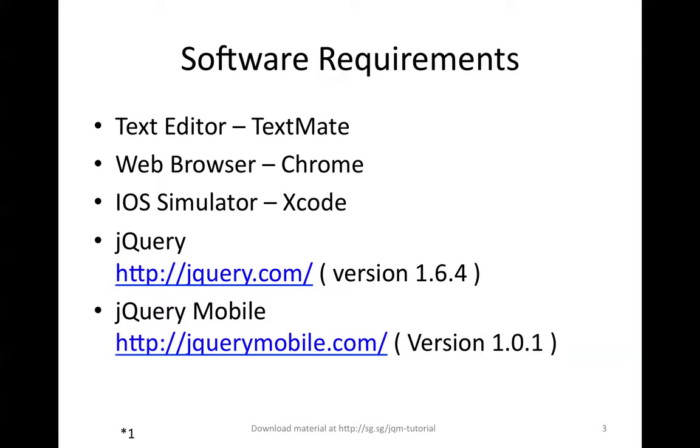Before we go ahead, we need some software in place. We need a text editor. We need a modern web browser. We need simulators to make sure that the code is working fine on the mobile device. And we need the jQuery framework, and we need the jQuery Mobile framework. I'll be using TextMate, and we'll be testing on the Chrome web browser for the desktop platform, and I'll be testing on the iOS simulator for the iPhone smartphone category.